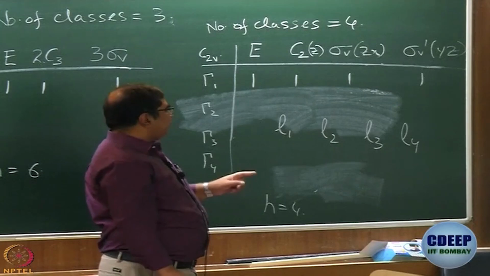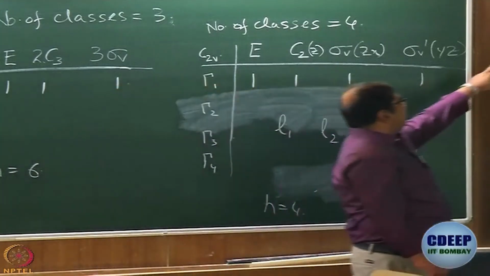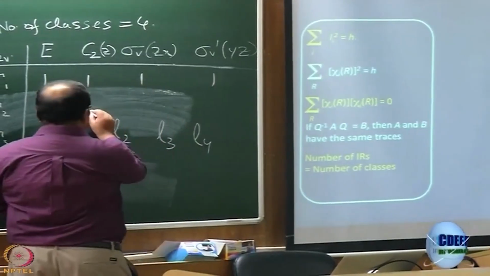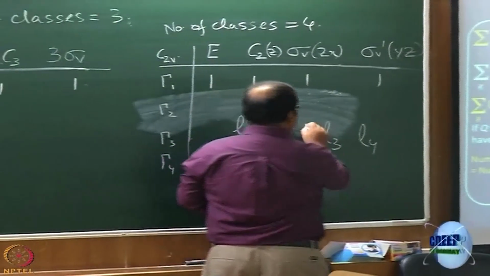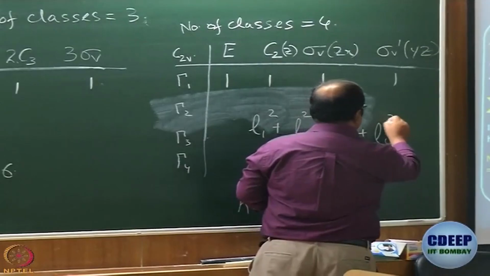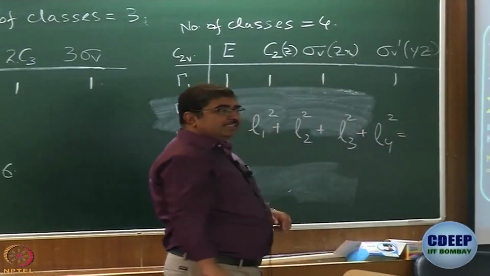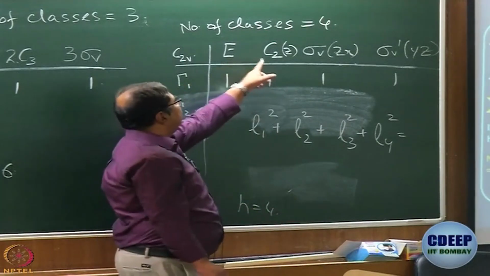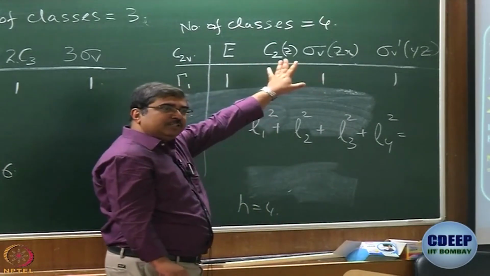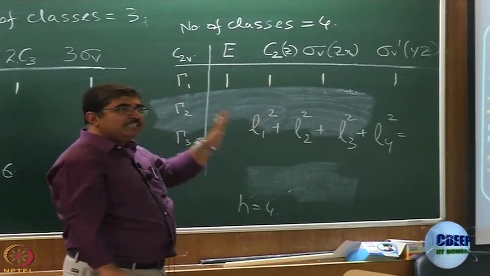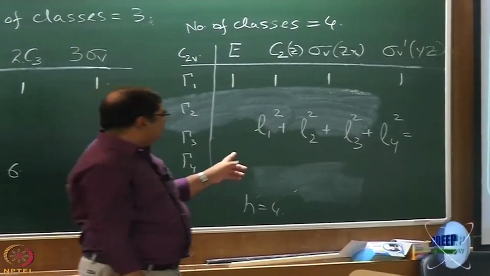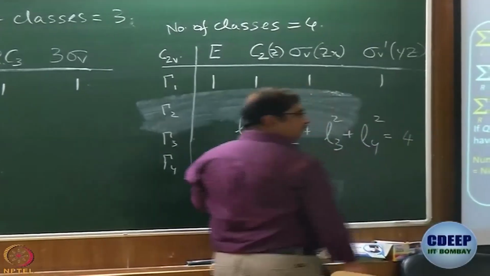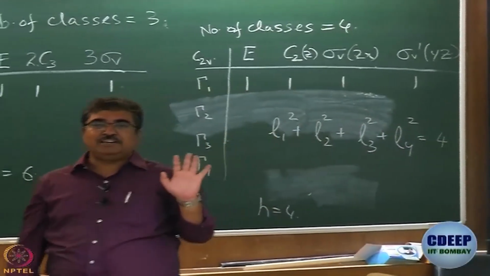So, now if I use this rule here, sum over i of Li square equal to H, what is L1 square plus L2 square plus L3 square plus L4 square? That is equal to 4, is that right? H equal to 4, 1, 2, 3, 4, understood? Total 4 symmetry operations, that is equal to H. So, L1 square plus L2 square plus L3 square plus L4 square will be equal to 4. Are we clear so far?